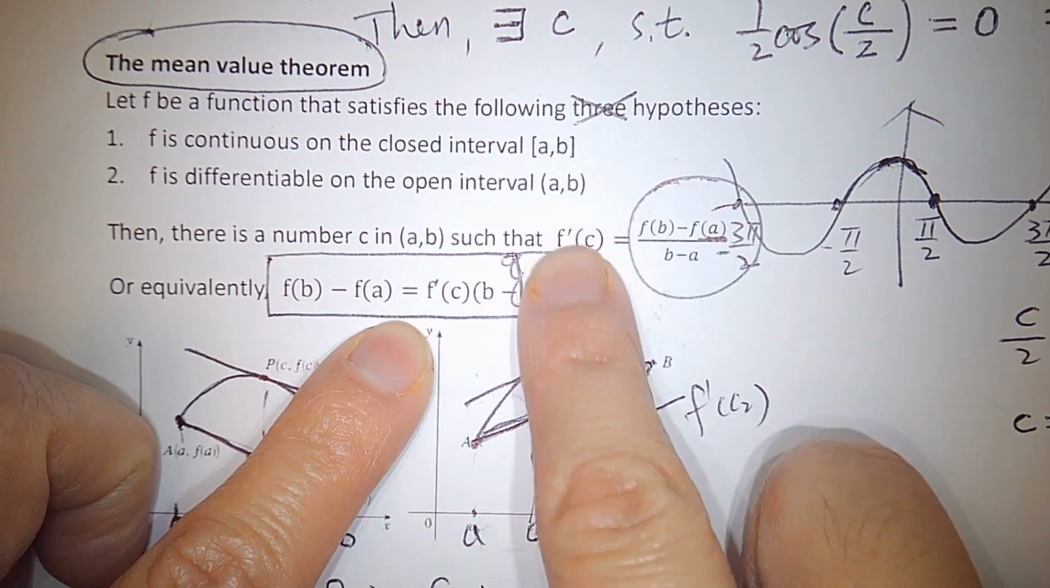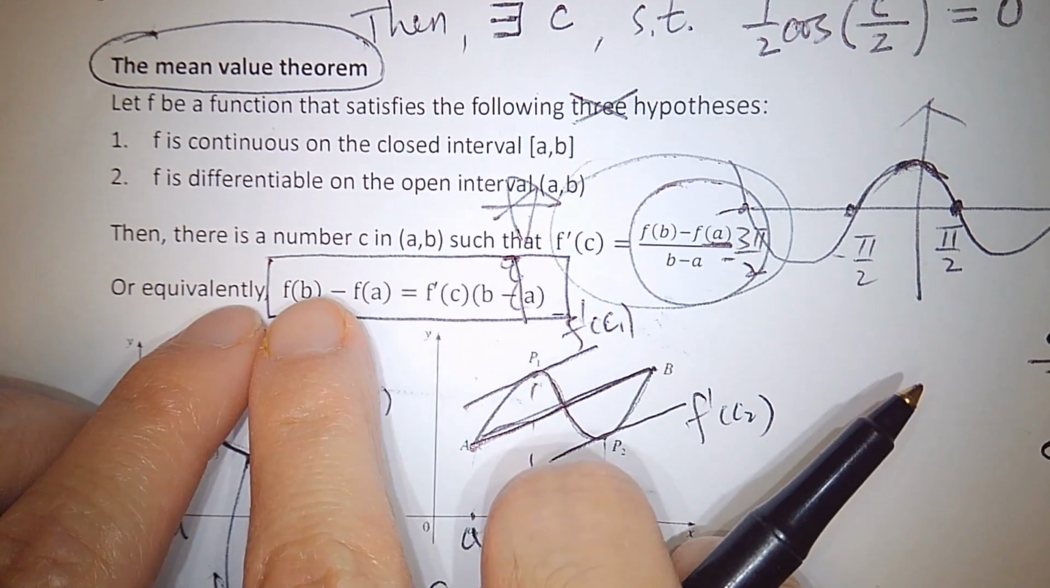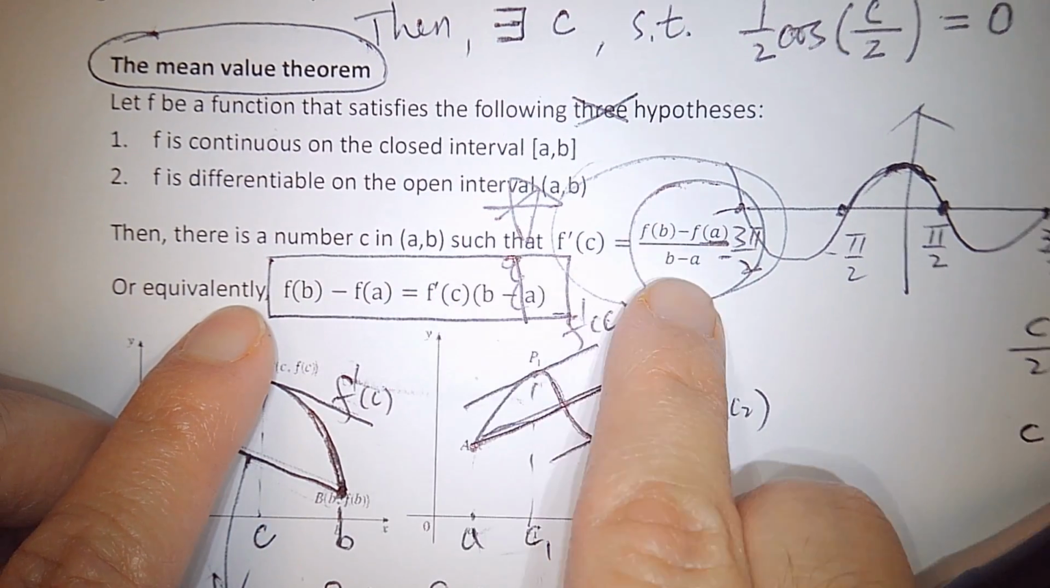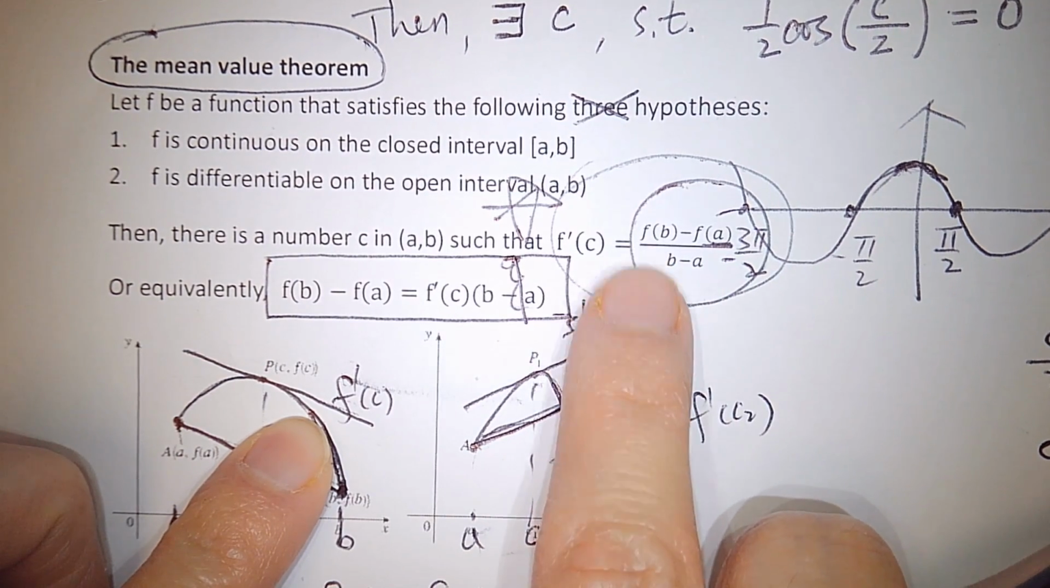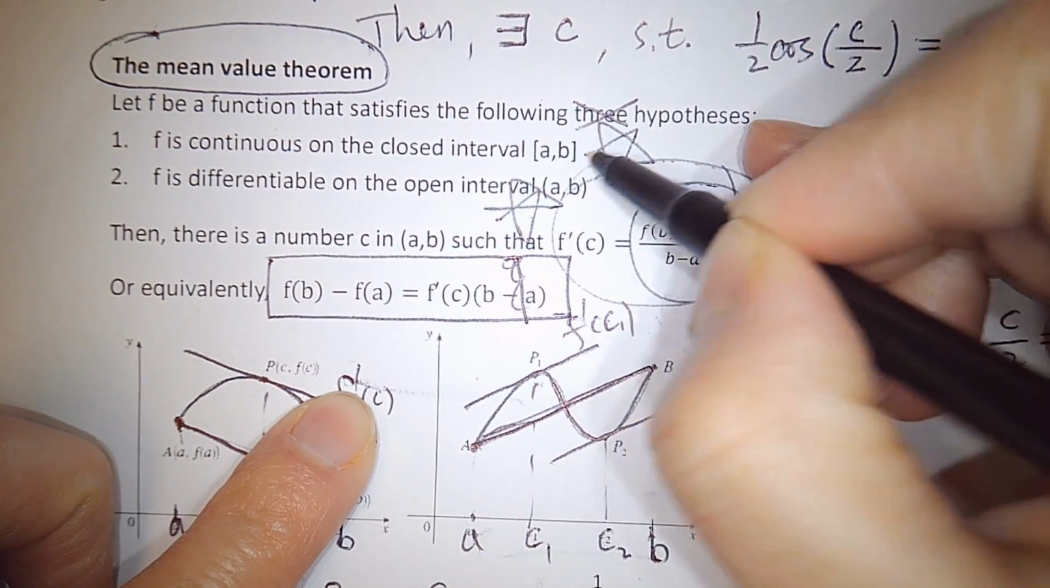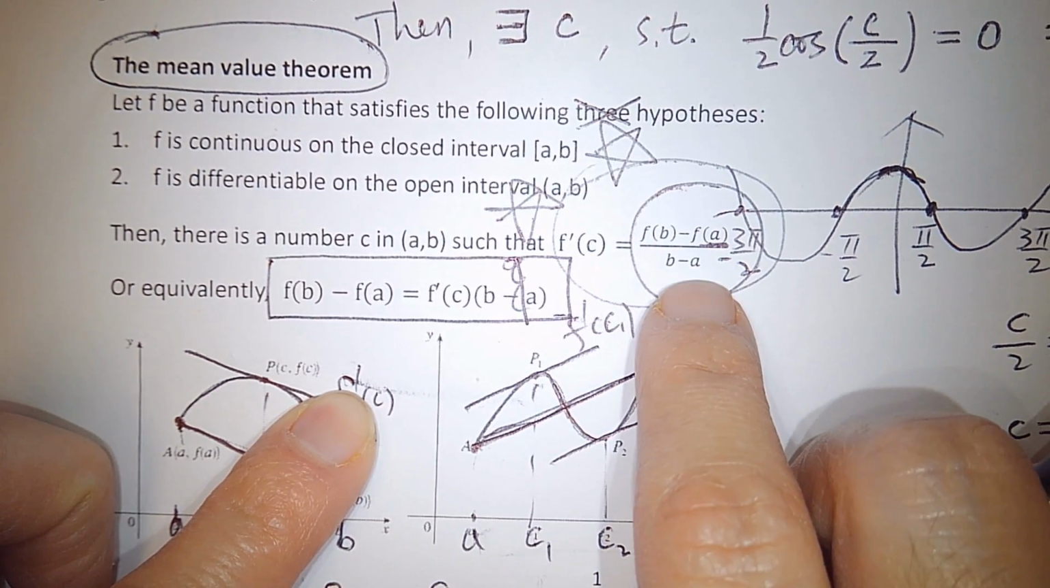So either way, okay? Most of the time I use this one, but this one and that one are the same thing, okay? Alright, so I need you guys to memorize this conclusion as well: f prime of c equals f of B minus f of A over B minus A.